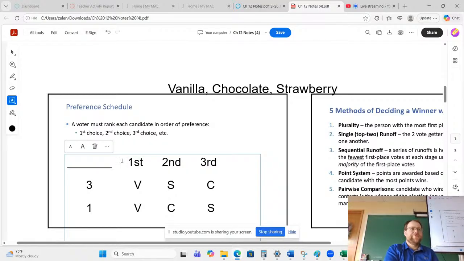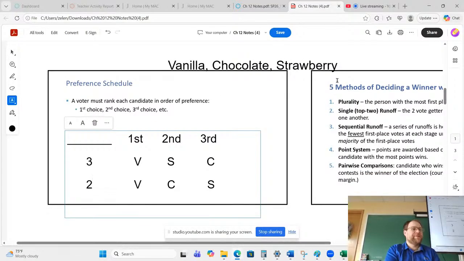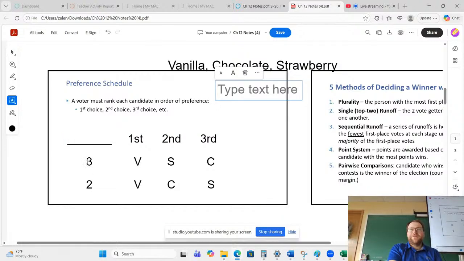Just to make it a little more interesting, I'll put my vote in here too. I would say that as well. Nothing against strawberry, but I just prefer it over chocolate myself. So in other words, 3 people voted for vanilla first, then strawberry, then chocolate. 2 people voted vanilla, chocolate, then strawberry. That is how to read this table.